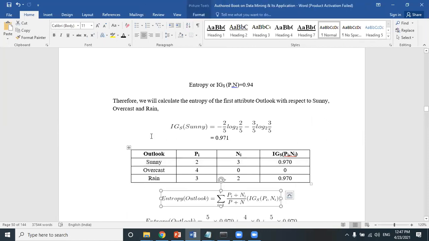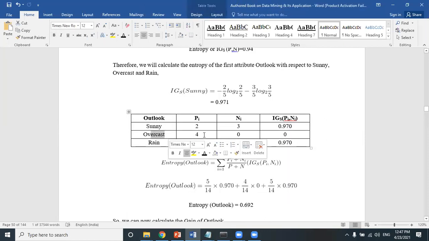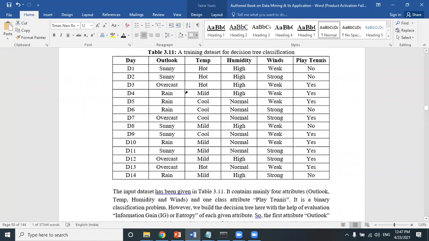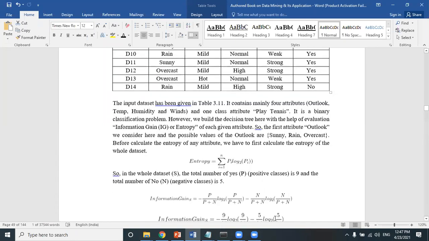In the same way, with respect to overcast, there are a total of 4 overcast positive and 0 overcast negative. Let's check it. So overcast, how many positive classes are there? Overcast, yes, first positive. Overcast, yes, second positive. Overcast, yes, third positive, and overcast, yes. All the overcast are positive with respect to the target class, in case of the outlook attribute. And there are 0 negative classes in terms of overcast. So that's why positive classes are 4 and negative classes are 0.